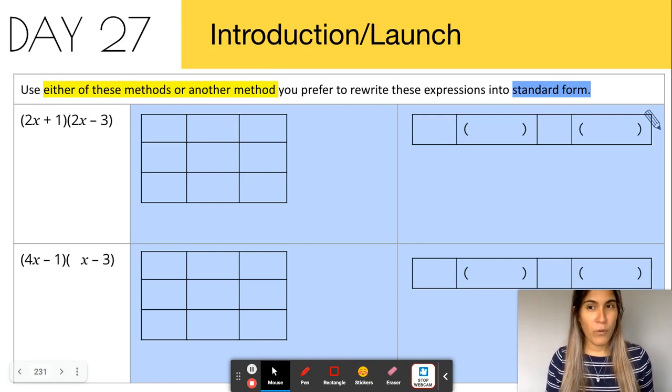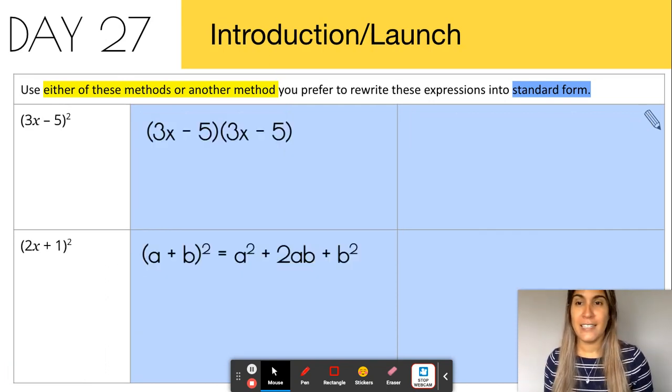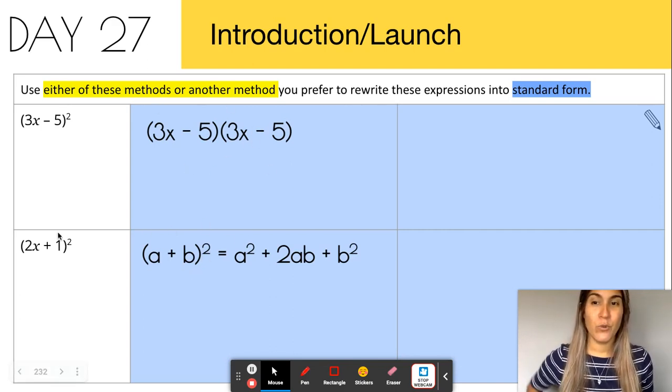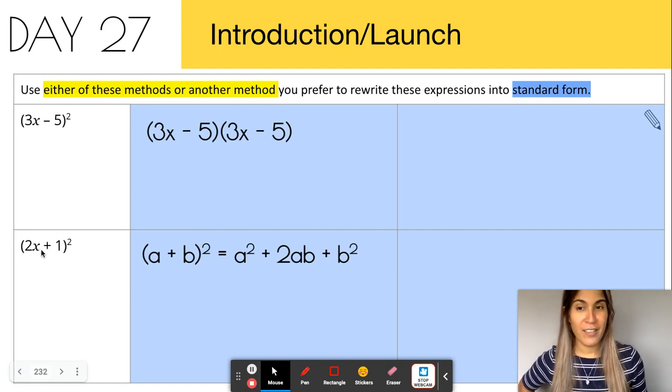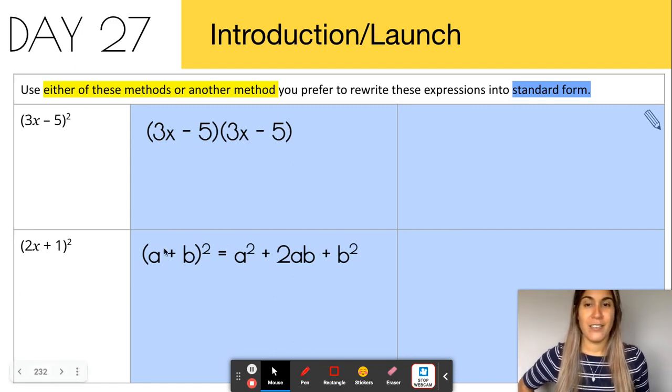Now, one thing that I also suggest is that you can also show them the expanded form and show them the rule: when you are squaring a binomial, a plus b squared, it's going to end up in the form a squared plus 2ab plus b squared.